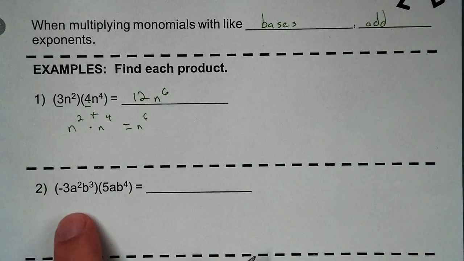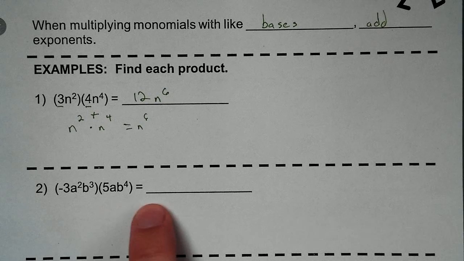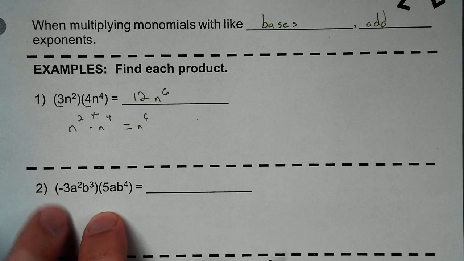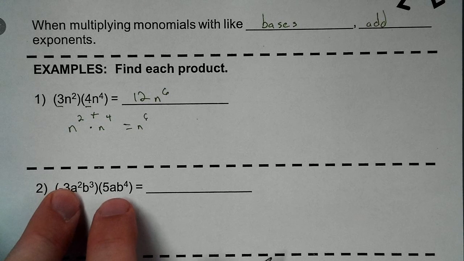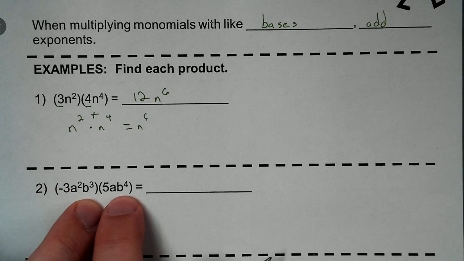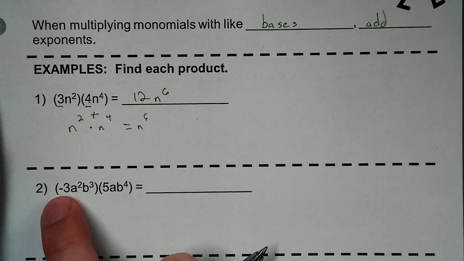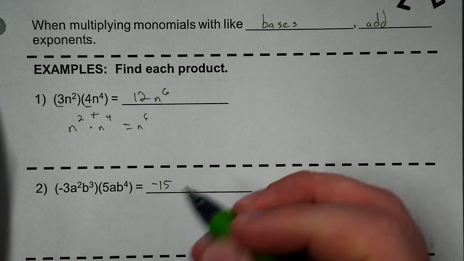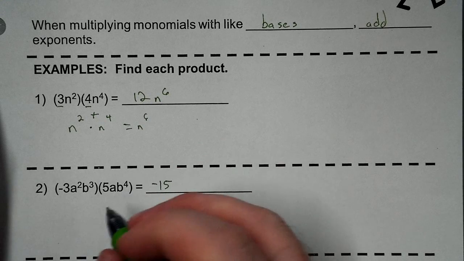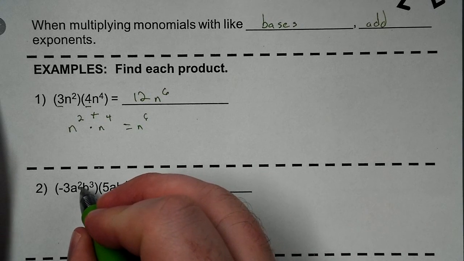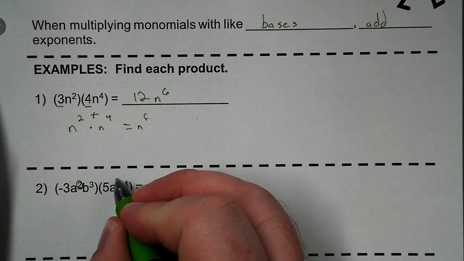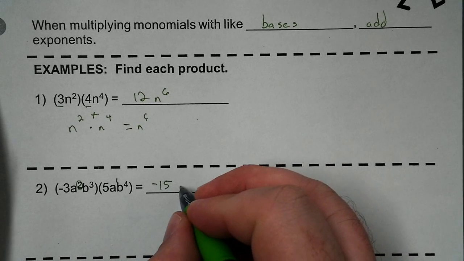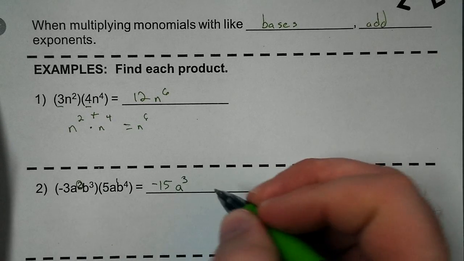Now, when you have multiple letters, what you're going to do, you still handle the coefficients first. So we're going to have to multiply negative 3 times 5 first. And then you go with the letters A, and then you go with the letters B. So negative 3 times 5 is negative 15. Now, let's handle the A's. I've got 2 A's here. I've got 1 A here. We're adding, so 2 plus 1 will give us A to the third.